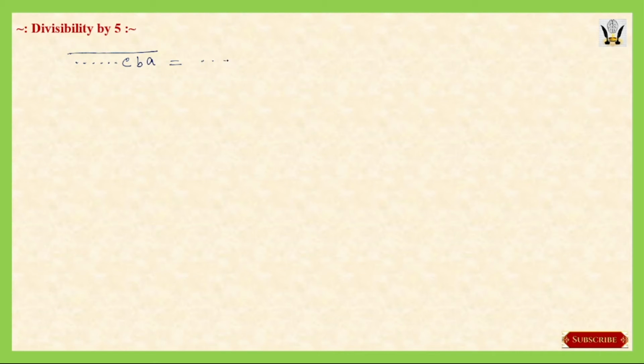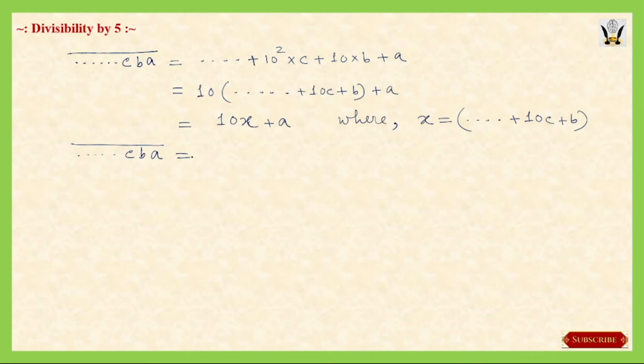Then it will be plus 10 c, we have c at hundreds place, so 10 square multiplied by c, then it will be 10 multiplied by b, then plus a. So we have seen already this format, 10x plus a. Now 10x is a multiple of 10, that means it can be divided by 10.